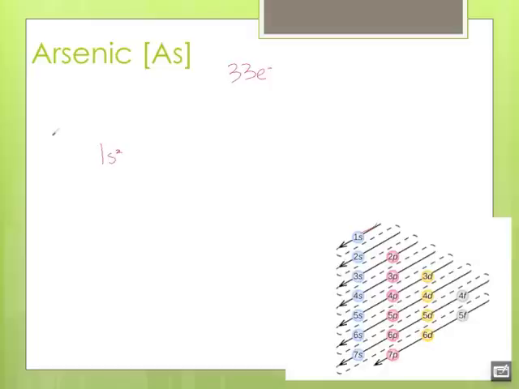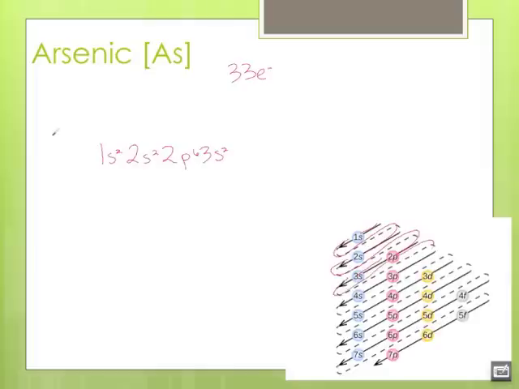Then we keep going, following around. So we're going to get to 2s, which will also have 2. And then we keep going and get to 2p, which can have 6. Keep going, get to 3s, which can have 2. Let's make sure we don't lose track of our electrons. We've got 2, 4, 10, 12, so we need to keep going.